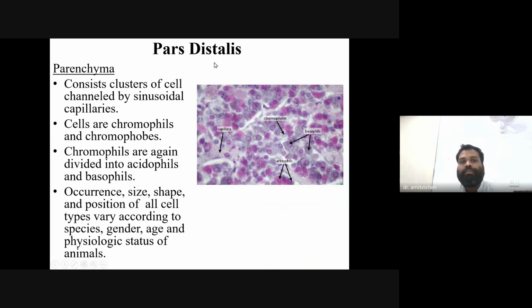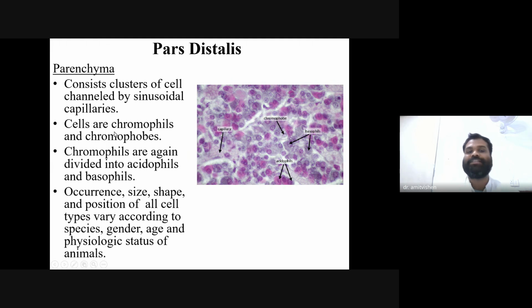If I talk about the pars distalis parenchyma, it contains clusters of cells that are channelized by the sinusoidal capillaries. You can see the sinusoidal capillaries, and these cells that are present in the pars distalis are present in the form of clusters. You can see this is the cluster, this is the cluster. And basically what types of cells are present? Chromophil cells and chromophobe cells.